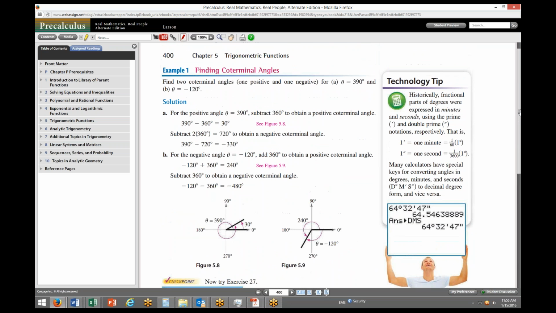And at this point, let me pause here. Technology tip right here. This is a good thing. There could be some homework problems where you're going to have to present answers in the form of degrees, minutes, and seconds, and not just like decimal numbers of degrees, like 60.235 degrees. You may have to say, oh, this angle is 60 degrees, 29 minutes, and 45 seconds.